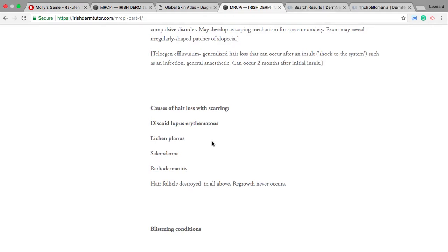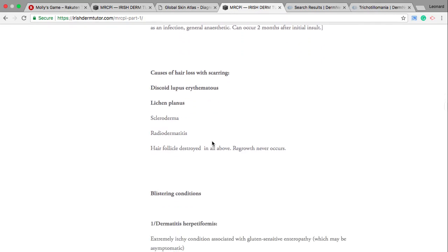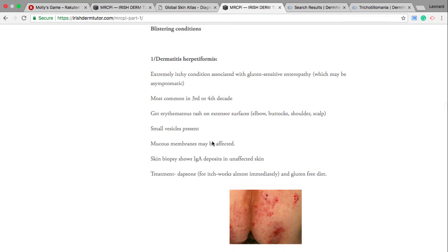Now I move on to blistering conditions, and there's quite a few of these, and I imagine they can come up quite readily on the exam. So the first one I'll talk about is dermatitis herpetiformis, and this is an extremely itchy condition, and it's associated with a gluten-sensitive enteropathy. But this enteropathy may be completely asymptomatic. It is most commonly seen in the third or fourth decade, and they tend to get this extensor rash, and it tends to be a bilateral rash, and it tends to be on the extensor surfaces.